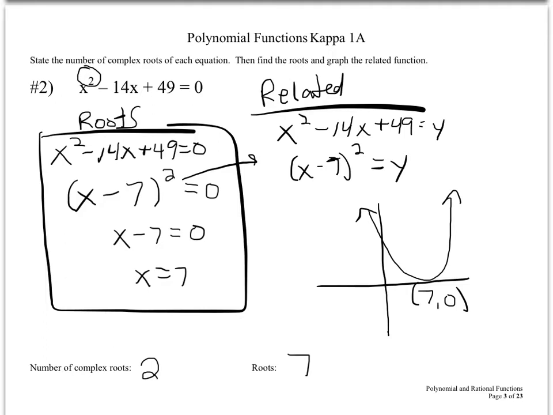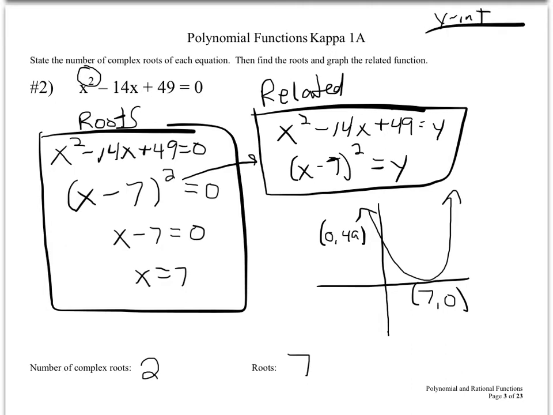To find the y-intercept, if you put 0 in for these x's, you're going to get the y-intercept as 49. Should probably show that here. To find the y-intercept, take the related function, put 0 in for each of the x values.